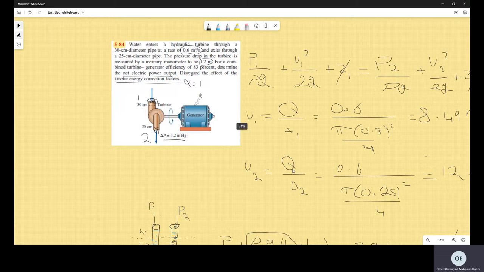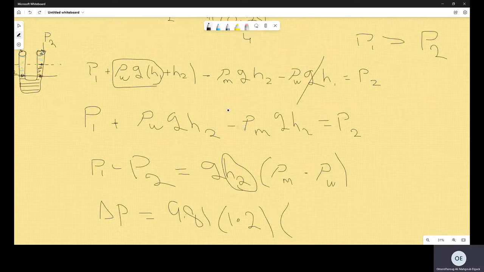The density of mercury should be provided for you. I don't really know the density of mercury, just let me check it. Okay, the density of water is 1,000, and the density of mercury, I think something like 1,300 or... 13,560. Okay, this is the density of mercury, 13560.